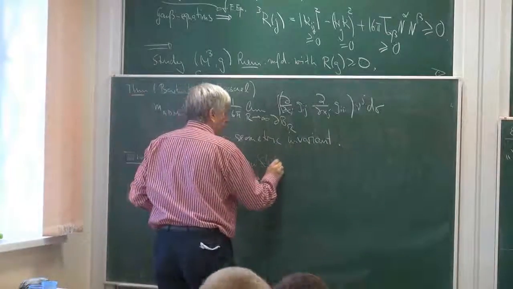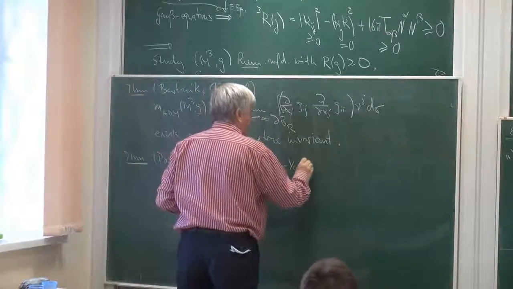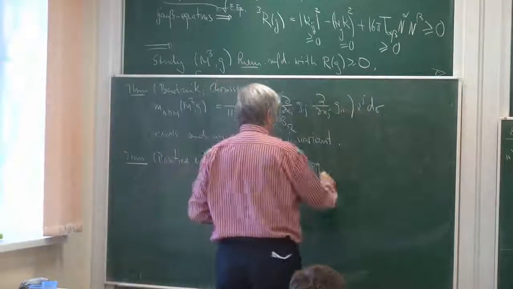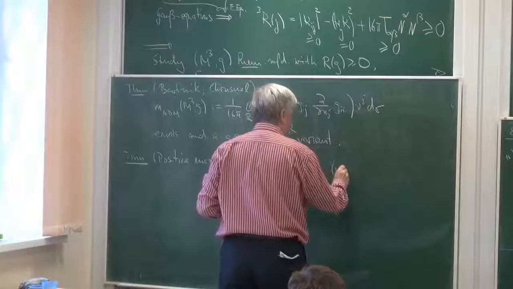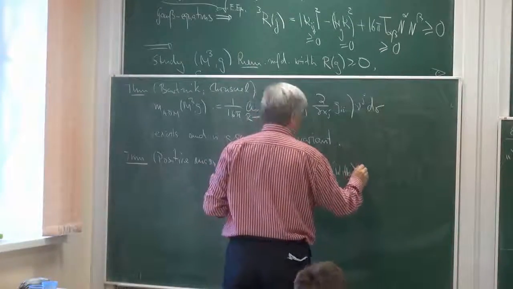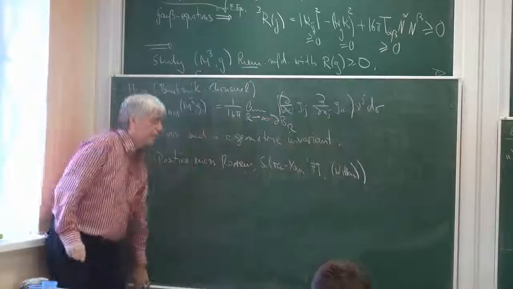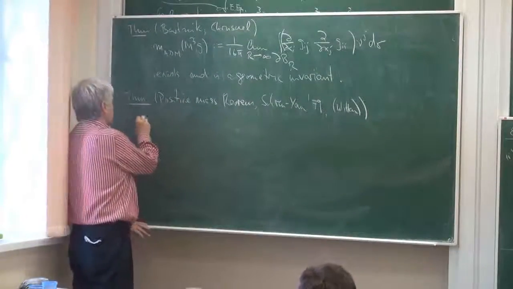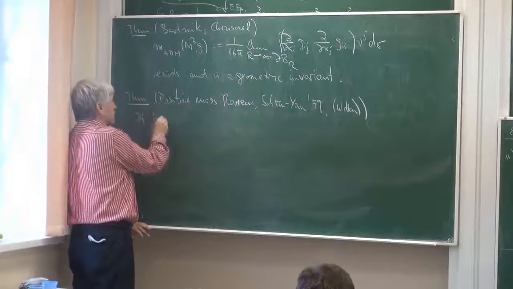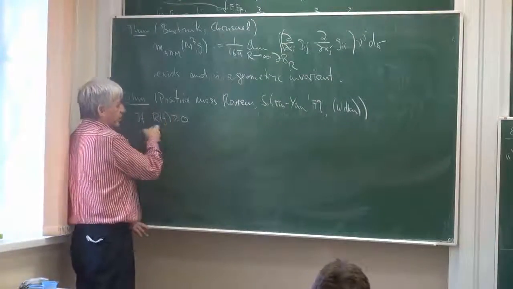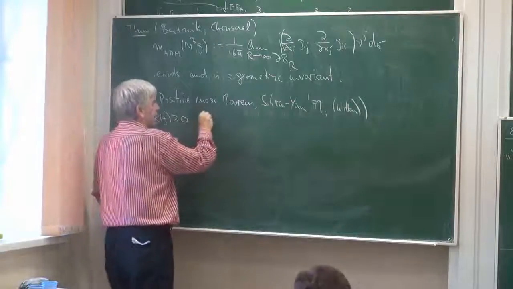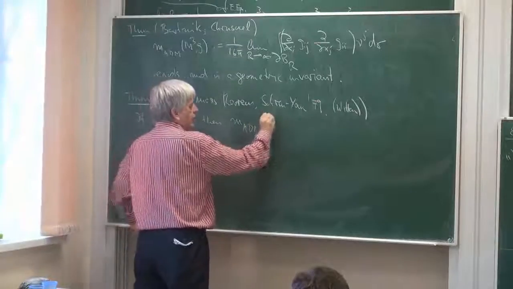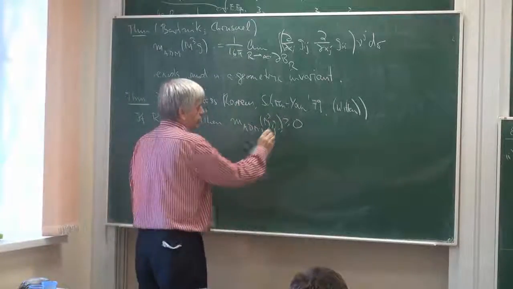Proved by Chen Yao in '79, and then there was another proof later by Witten, which was different but closer to the physicists' interest. And the theorem says that in this setting, if the scalar curvature is greater or equal to zero, I write it down again, then the mass of the three manifold is non-negative.